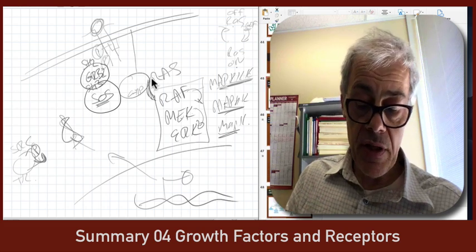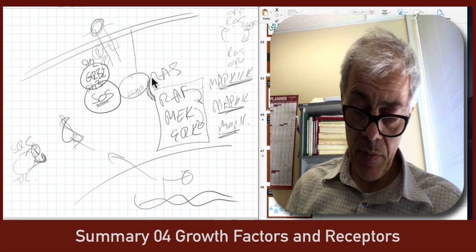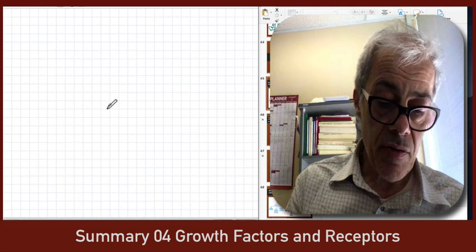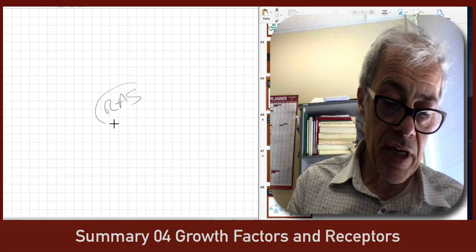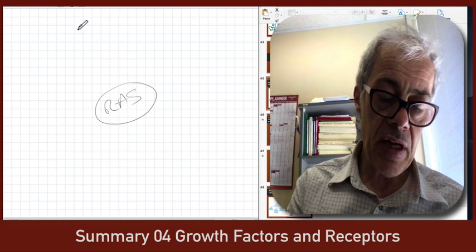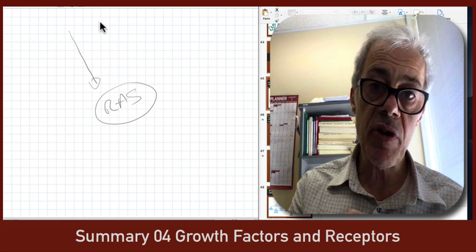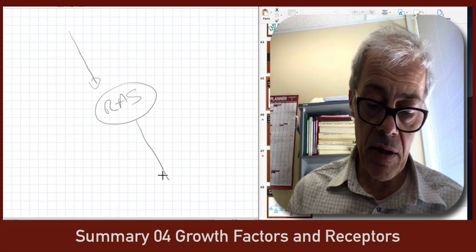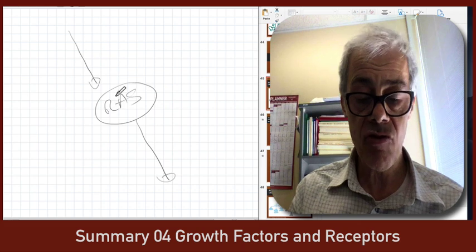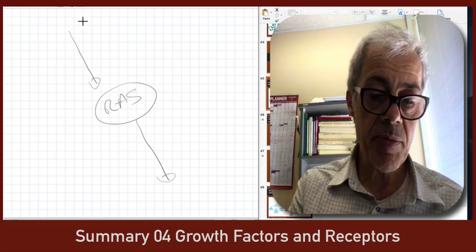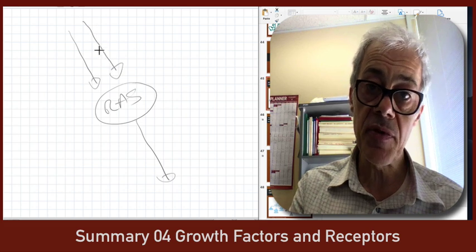So if this is the RAS protein here, things that are signaling down to RAS are referred to as upstream factors, and things that are signaling down from RAS are referred to as downstream factors. So we've looked at upstream signaling to RAS from signaling pathways.